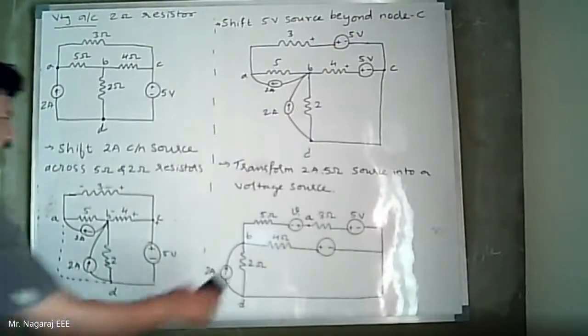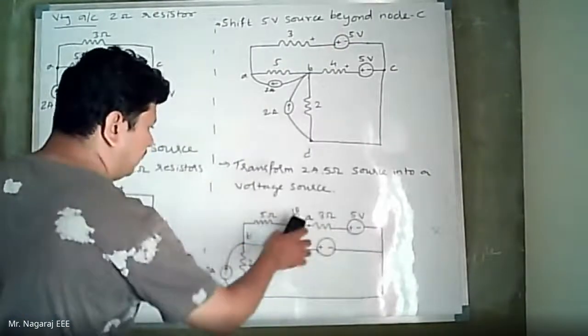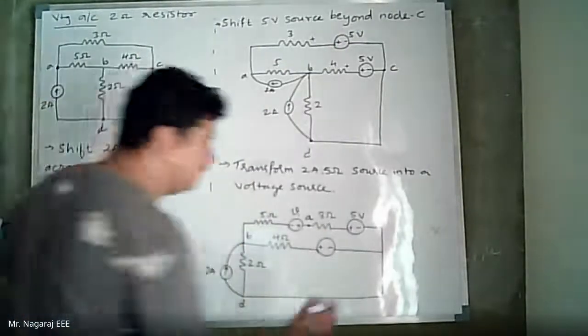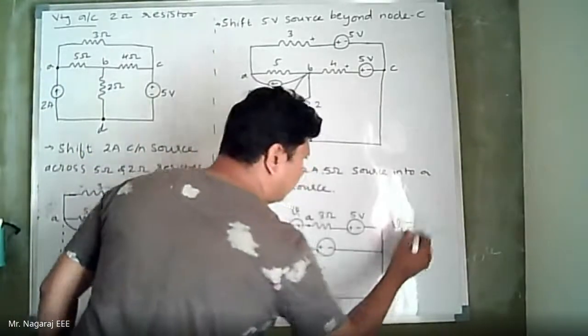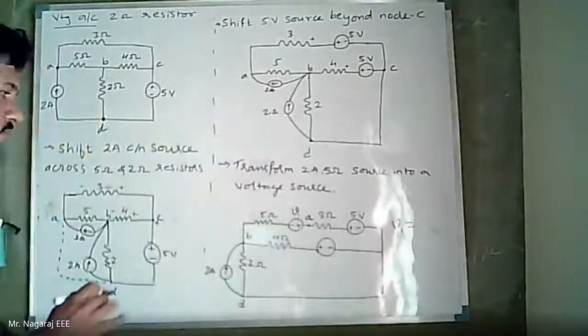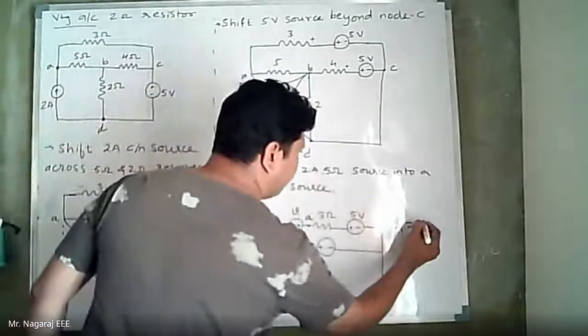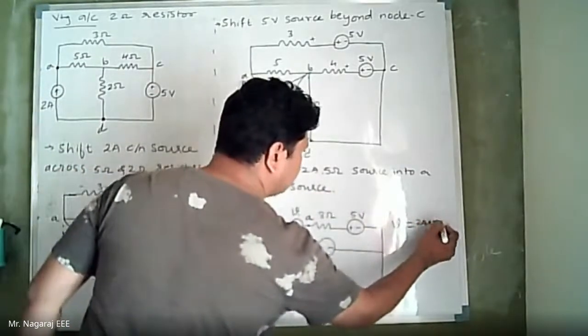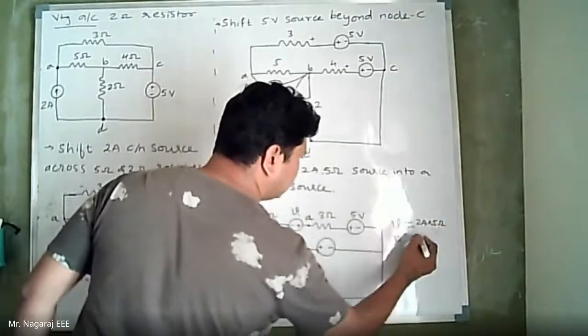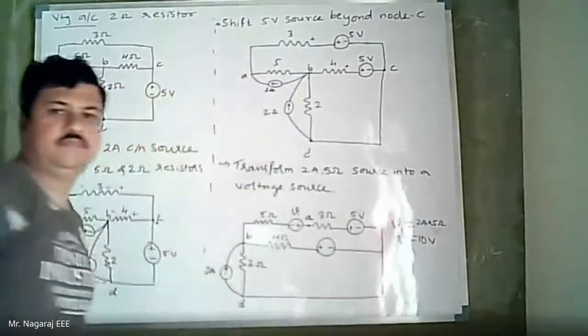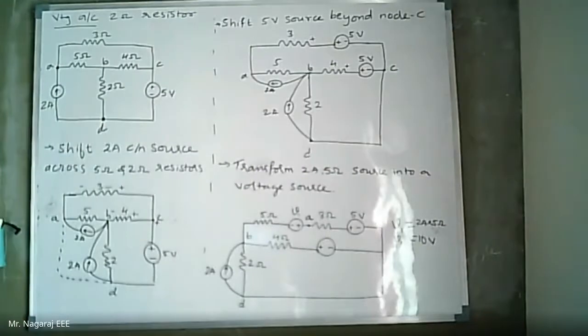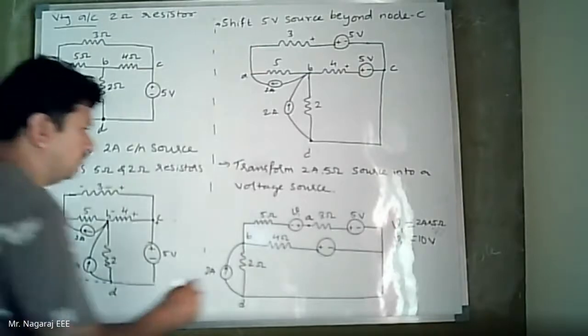So now convert. Now you take the equivalent value. Now what is V1? V1 is equal to 2 amperes into 5 ohms. So V1 is 10 volts. My value of V1 is 10 volts.